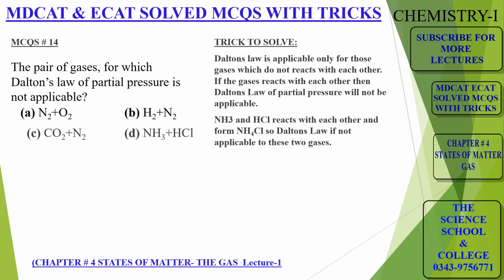which do not react with each other. If the gases react with each other, then Dalton's law of partial pressure will not be applicable. NH3 and HCl react with each other and form NH4Cl. So Dalton's law is not applicable for these two gases. So the correct option for this MCQ is option D, NH3 and HCl. It means for these two gases, Dalton's law is not applicable.